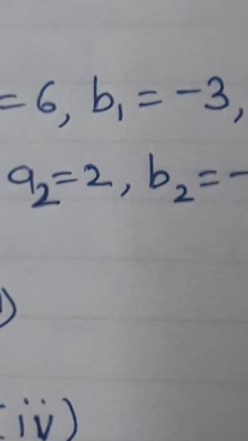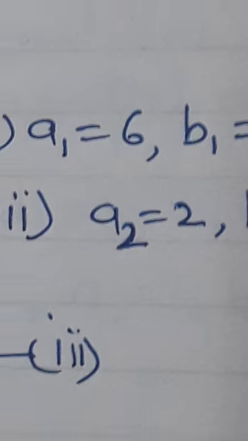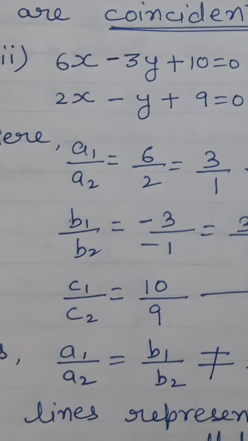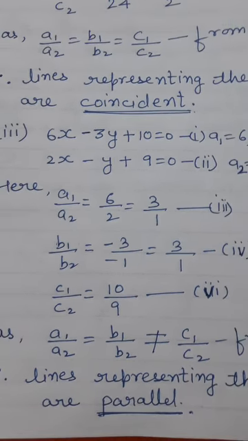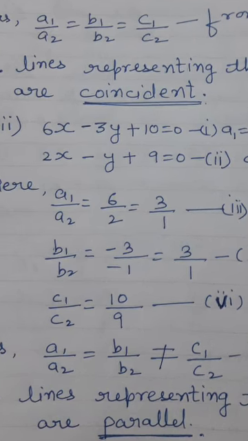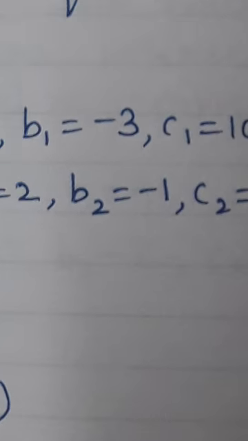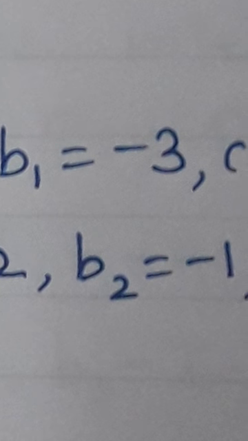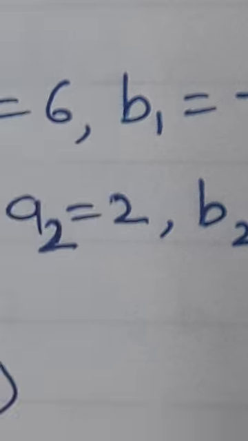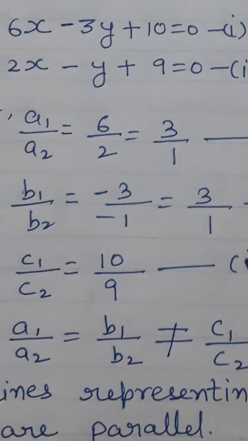Now, we have to find out a1 by a2. It means 6 by 2. In simplest form, it can be written as 3 by 1. Say this one as equation 3. After this, we will find out b1 by b2. b1 by b2 is minus 3 by minus 1. We will put the values from here. b1 is minus 3 and b2 is minus 1. Minus minus will cancel out. It will be equal to 3 by 1. So b1 by b2 is 3 by 1.